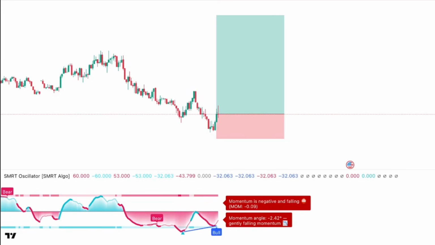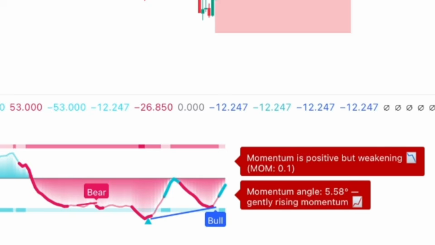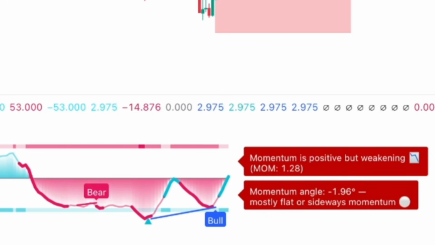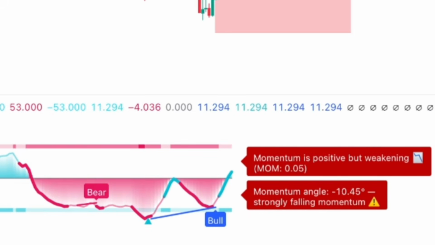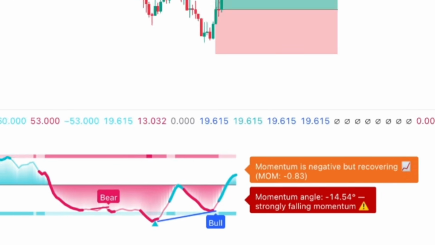Now, a quick side note. The reason I'm using this smart oscillator is because it's not like a regular RSI or MACD. It automatically marks divergences and gives reversal markers when momentum hits extreme zones. Basically, it saves me from forcing trades that aren't really there. That's why I trust it for this kind of challenge.